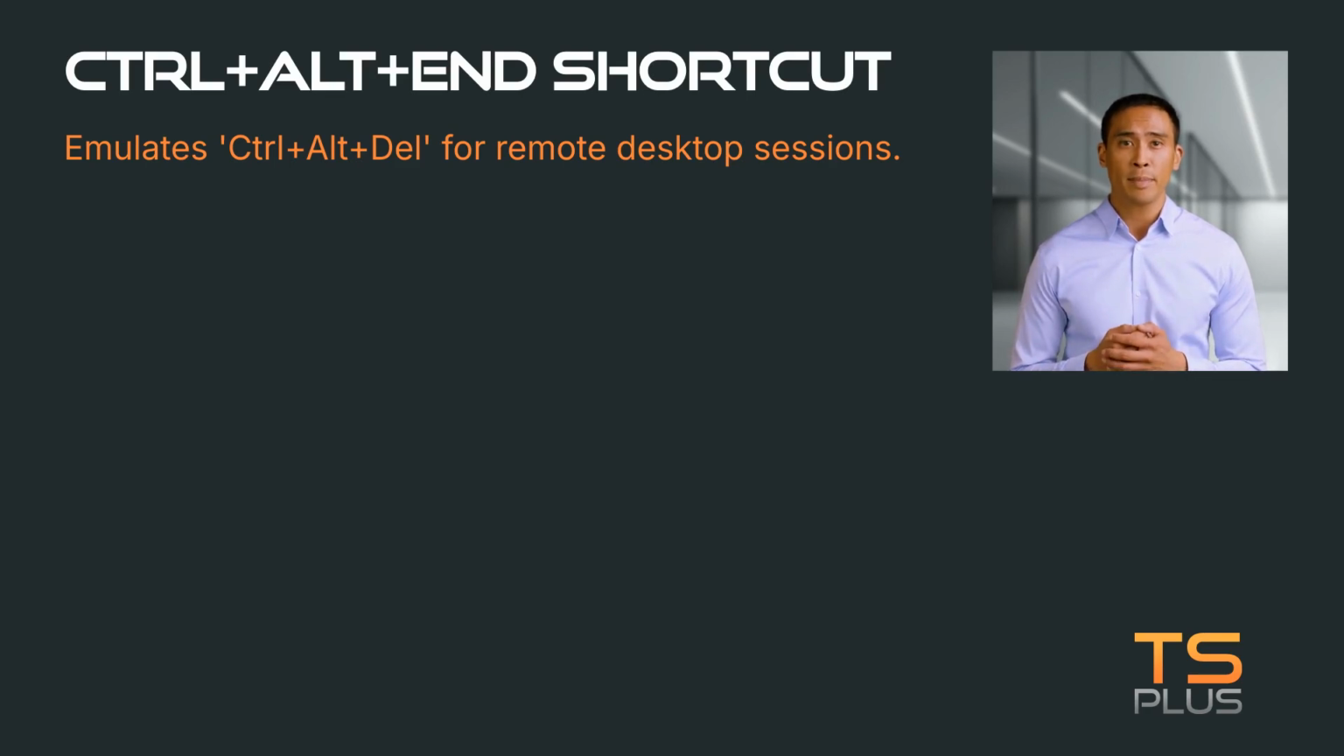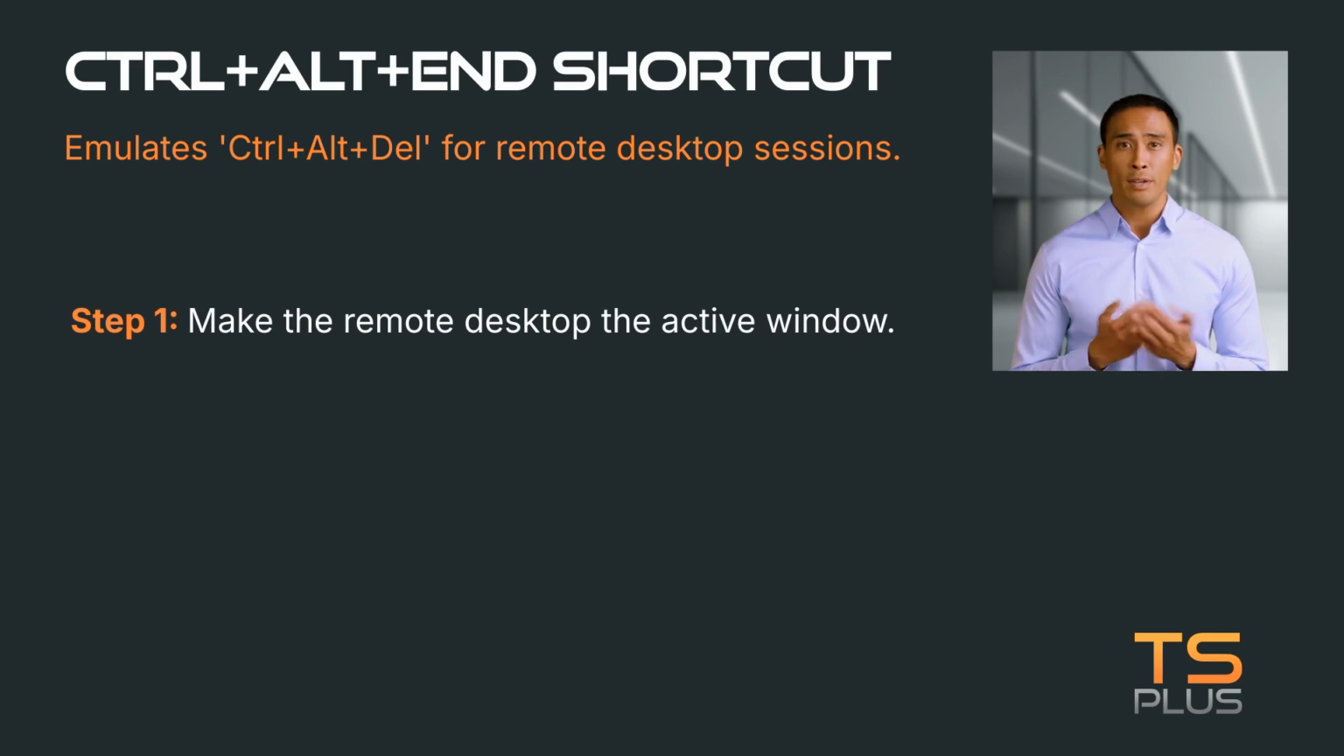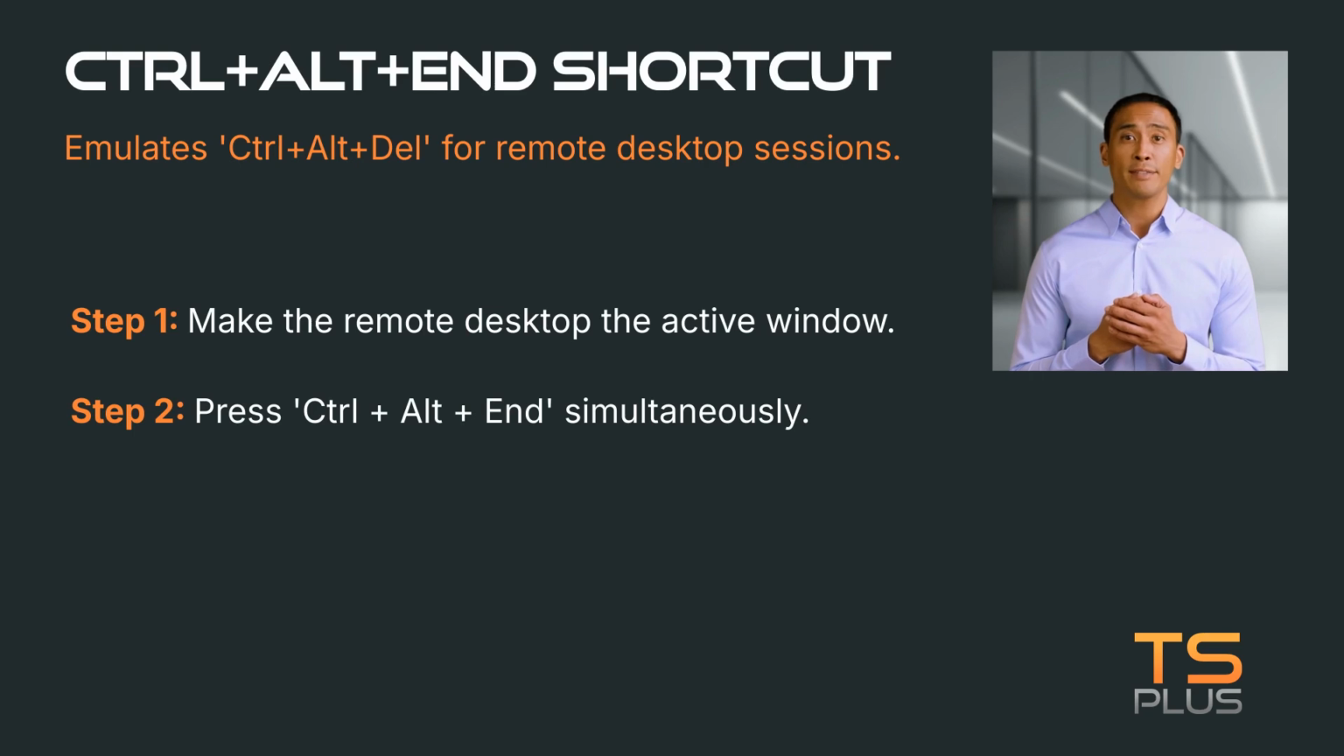Here's how to do it step by step. First, make sure your remote desktop session is active. You can do this by clicking inside the remote desktop window to ensure it's the active screen. Once the remote session is active, press the Ctrl, Alt, and End keys simultaneously. This will send the Ctrl+Alt+Delete command to the remote desktop, giving you access to the task manager, lock screen, or other security options on the remote machine.